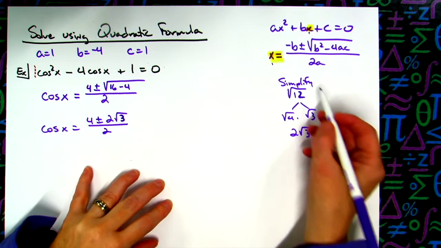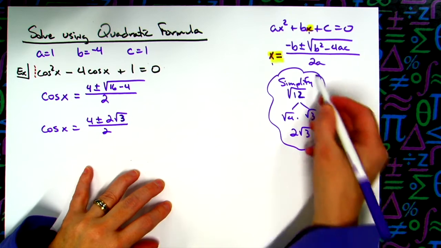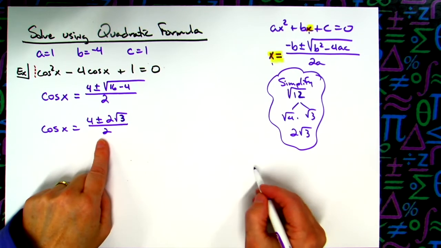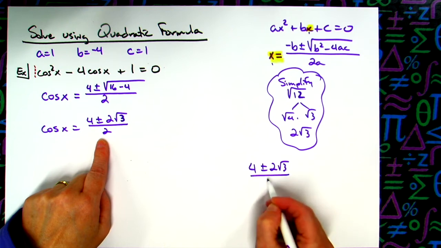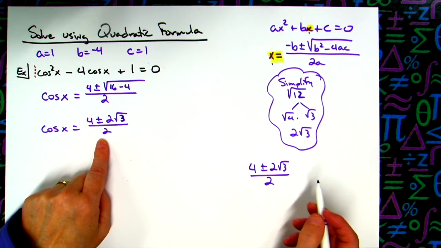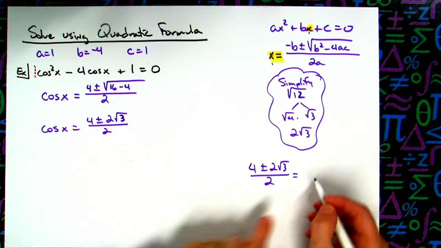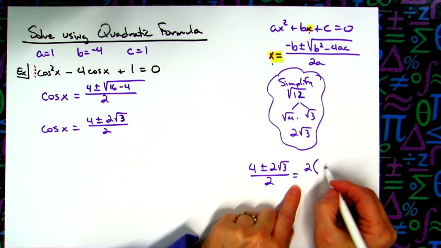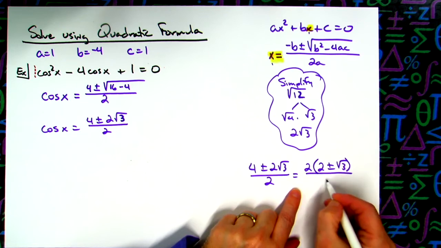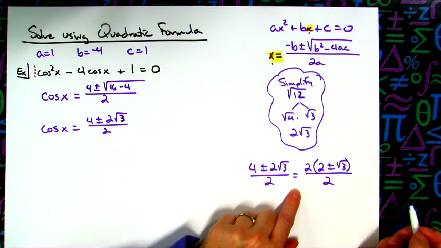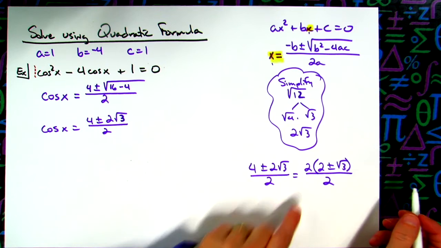Can I put a little bubble around this? Can I take this 4 plus or minus 2 square root of 3? Can I factor a 2 out of that top binomial? Okay, if I factor out a 2, I would have 2 times 2 plus or minus square root of 3, all over 2. Because factoring's legal. Can I now cross out those 2's in front?